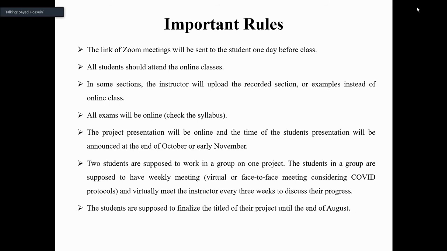And it should be noted that some students, for example, 3 semesters ago, I had a student who published his work. It was about phase change material. And it is good, if I see that your work is publishable, then... 15%, okay? The students are supposed to finalize the title of their project until the end of August. So you have around 10 days to finalize the topic, okay?